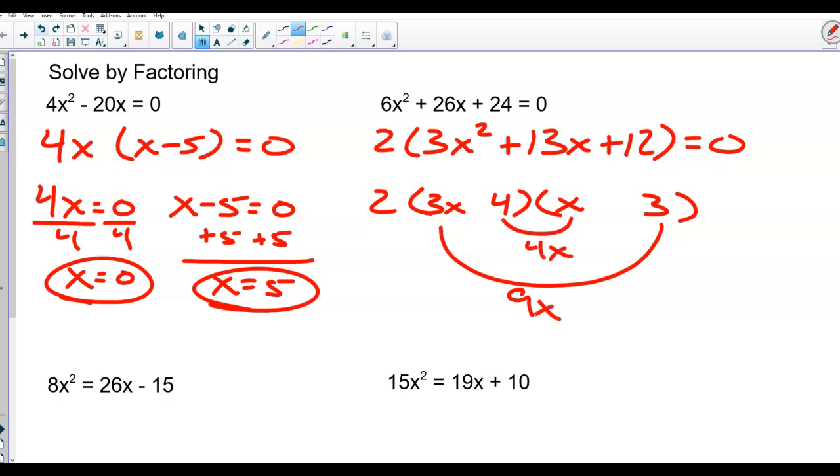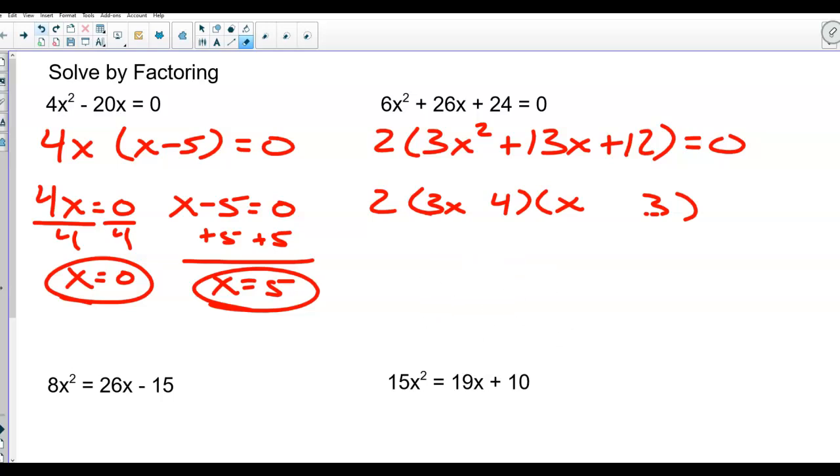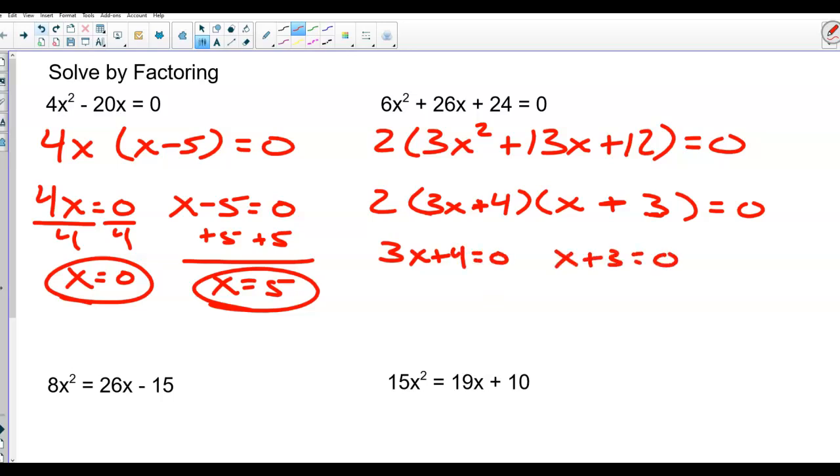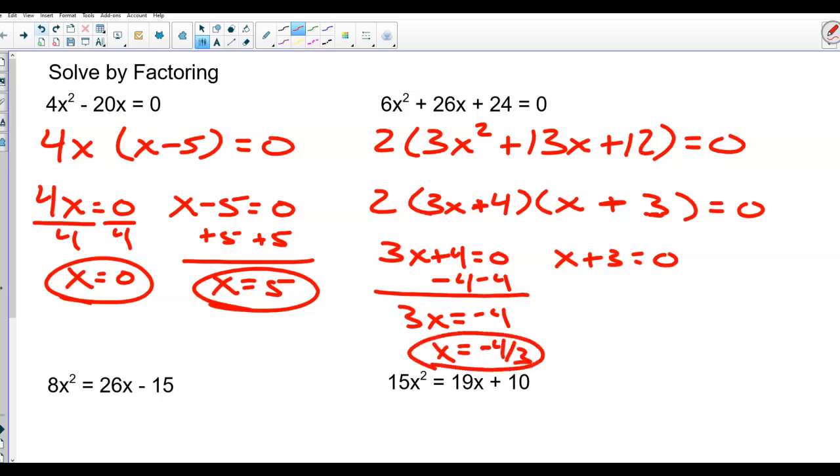9x and 4x. Is there a way to make 9x and 4x equal 13? Sure, we just add them. 9x and 4x adds up to 13. So therefore, both signs are positive. I set each parenthesis now equal to 0, and I solve them both. I subtract 4, 3x equals negative 4, divide by 3, x equals negative 4/3. Here I just subtract 3, and x equals negative 3.